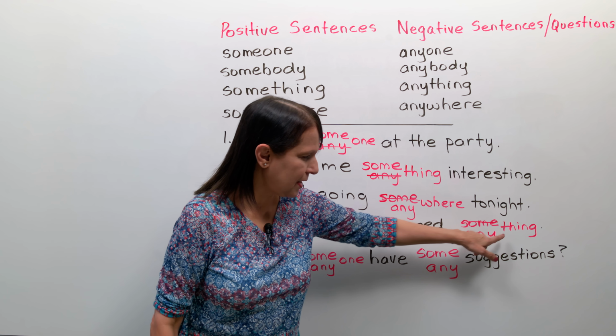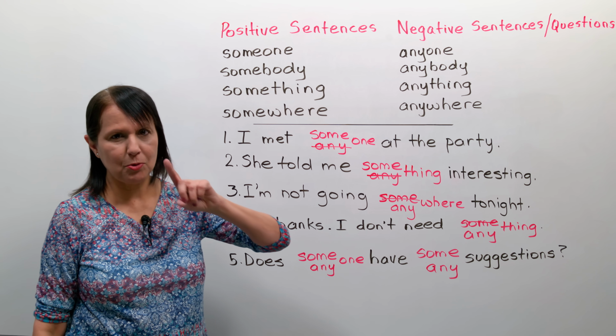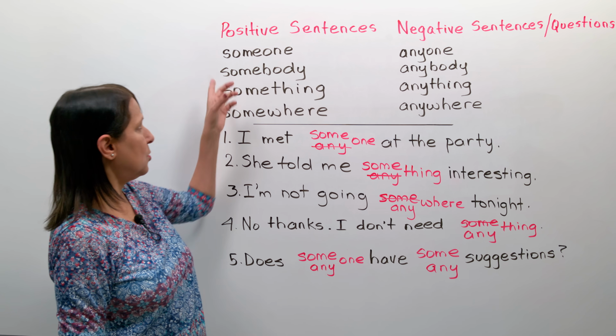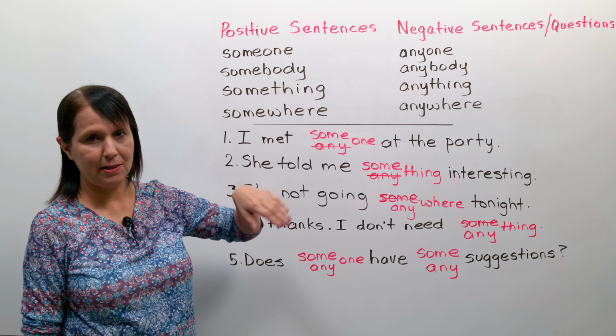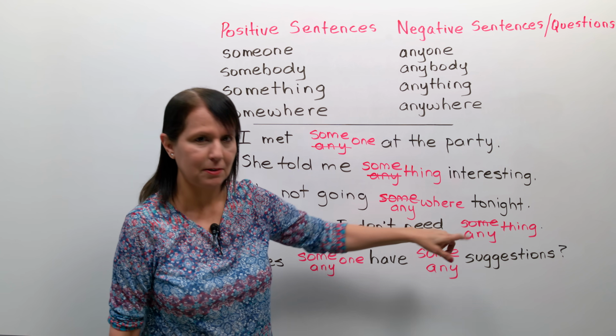Now, of course, make sure that you know that these are one word, right? Anything. All of these are one word. Something, anything, someone, anyone. It's one word, even though it might look a little awkward here.